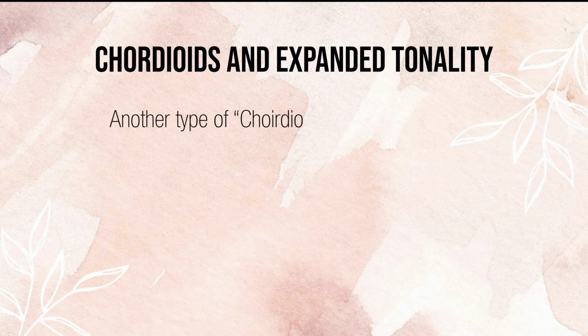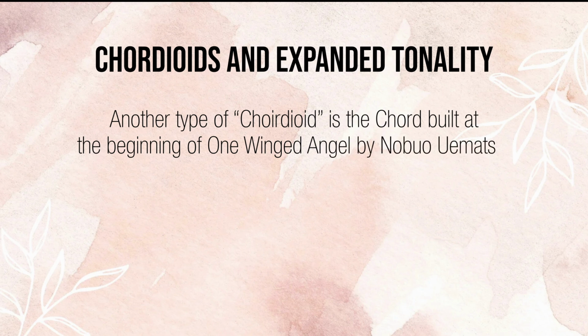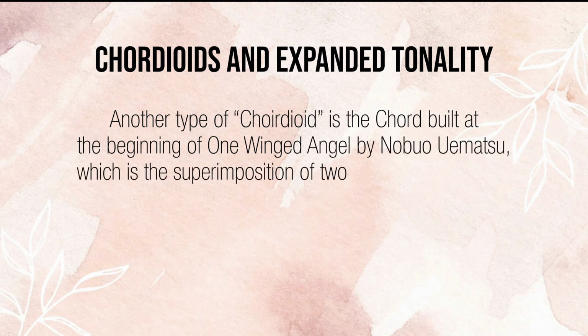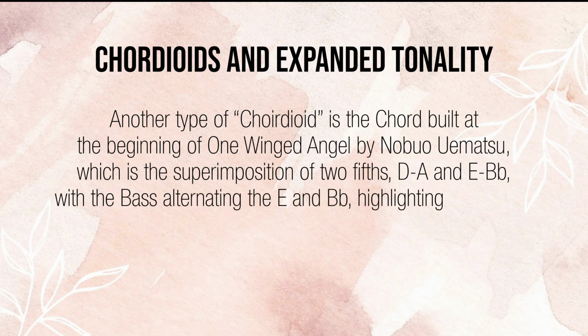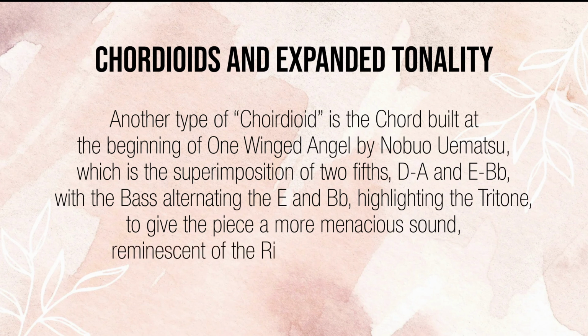Another type of chordioid is the chord built at the beginning of One Winged Angel by Nobuo Uematsu, which is the superimposition of two fifths, D, A and E, B flat, with the bass alternating the E and B flat, highlighting the tritone, to give the piece a more menacing sound, reminiscent of The Rite of Spring by Stravinsky.